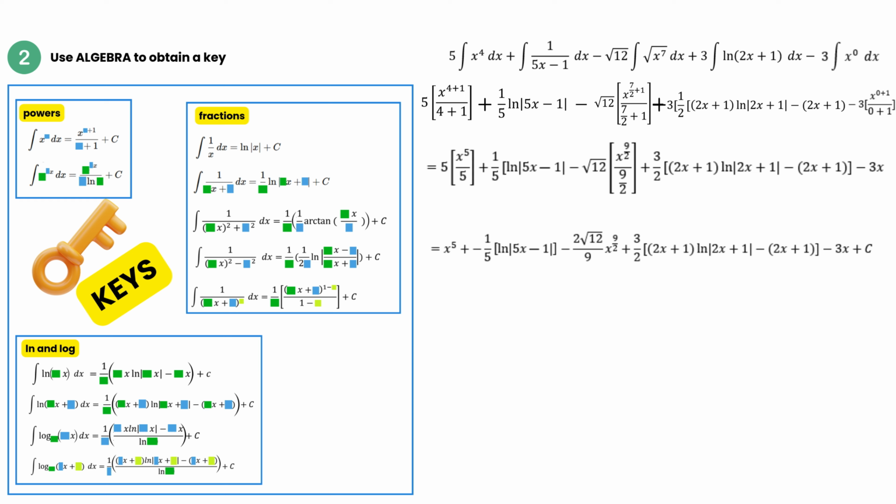This is our final answer. So because it was an indefinite integral, we add plus c to the final answer. And you've successfully integrated. Well done.